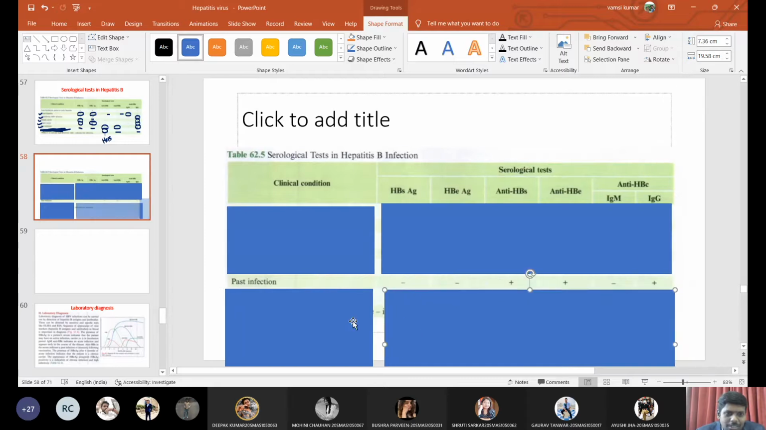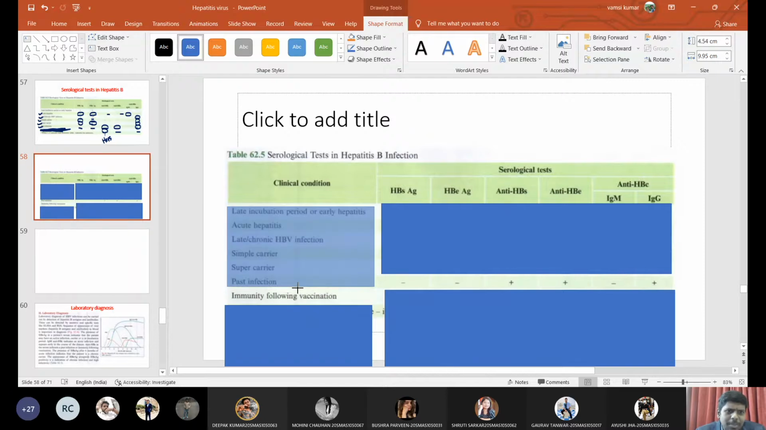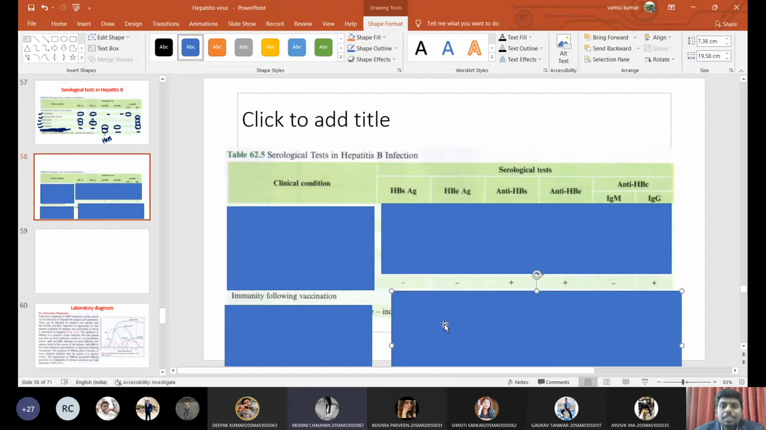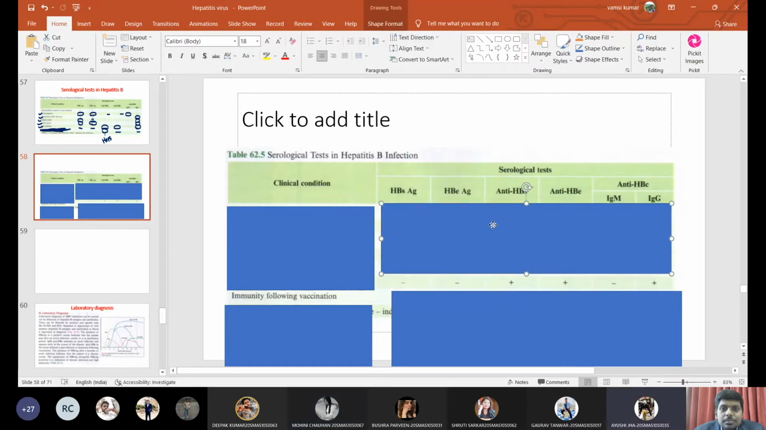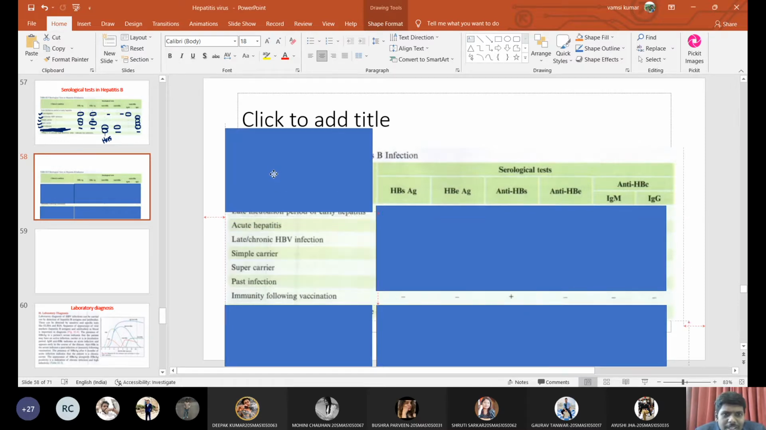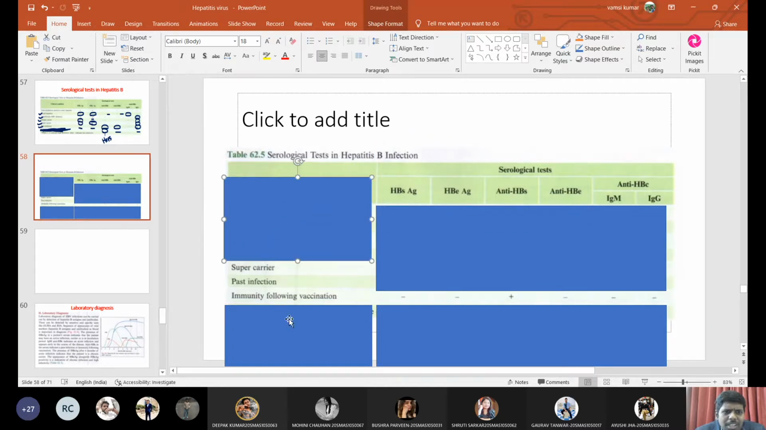Perfect. And last and final, we can wind up. Vaccination. What will be the pattern in vaccination, students? Only surface antibody will be present. The reason is he took the surface antigen as a vaccine candidate. Okay, good. Last and final, let us try with supercarrier.